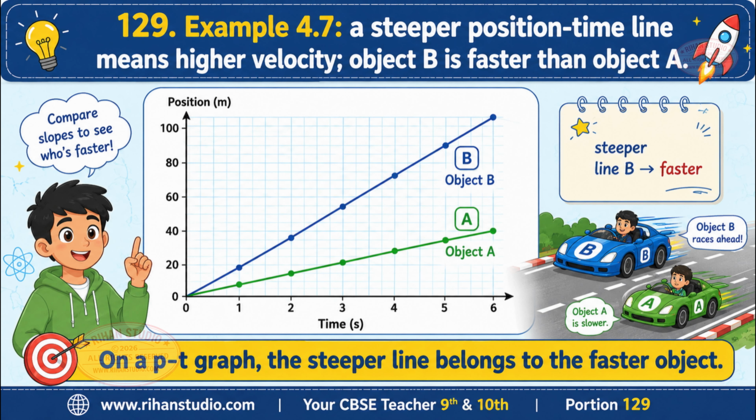Example 4.7. A steeper position timeline means higher velocity. Object B is faster than object A. A comparison rule: on a position time graph, the steeper line belongs to the faster object. So if B's line is steeper than A's, B is faster.